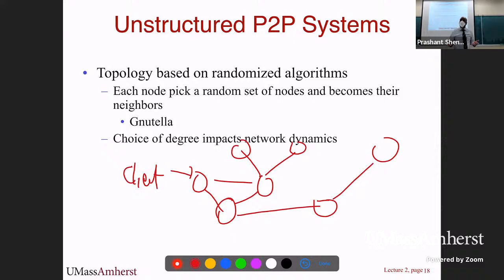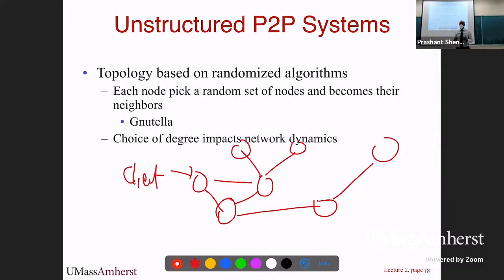Rather than picking a random ID for yourself, you pick a random set of neighbors and you join the network. Now if a peer disappears from the network, those links break. And if that causes the network to be partitioned, new links have to be formed. So there has to be some repair process and so on and so forth. All of that is dealt with by peers when they observe their neighbors leaving or new neighbors arriving.